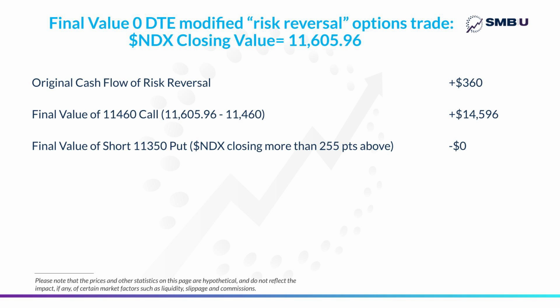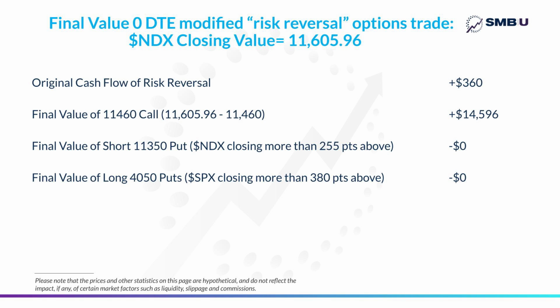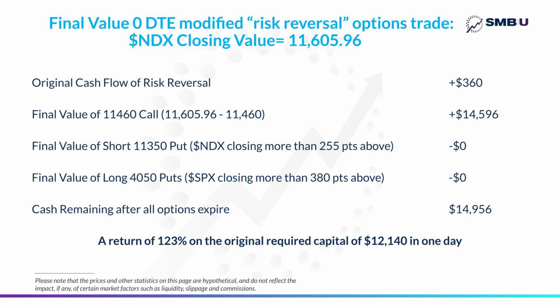Then on the put side, well, that short put at 11,350, that expired more than 255 points below the closing price of the index, and puts only pay off if the index closes below the put strike price. So that short put, plus of course the long put below it, they both expire worthless, leaving us with 14,956 in cash in our account for a one-day trade.